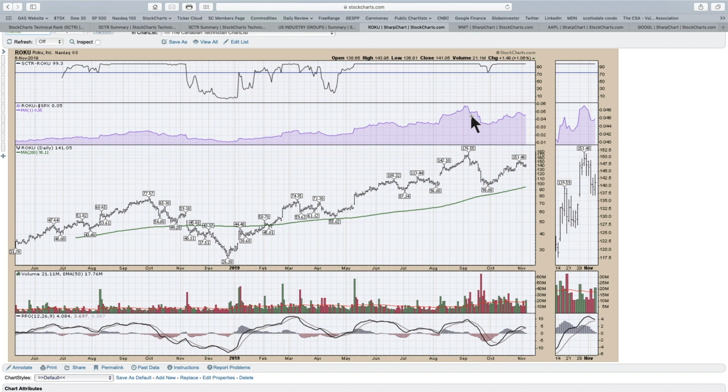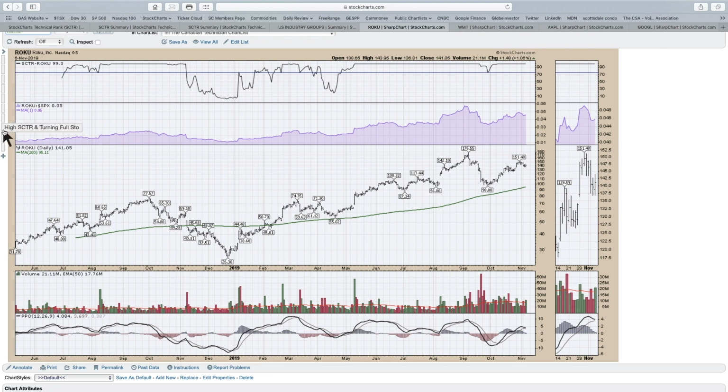But the point I would like to make is these SCTR rankings actually give you a percentage ranking against all of its peers. So it's not just the S&P 500, it's wherever this stock fits. And I think in the case of Roku, it was in the mid-cap group. But what we see here is the stock is outperforming its peers for long periods of time. And that makes it easier to own, knowing that it's one of the top performers.